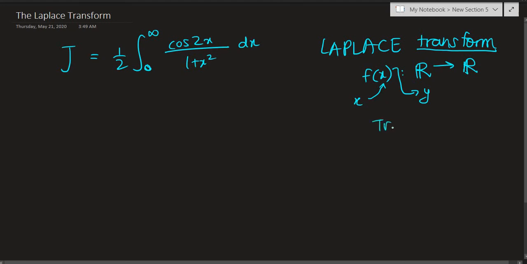Say you have a transform A, it takes in a function and spits out another function. It's sort of a function of functions. It's like a super function. So that's essentially what a transform is. So now let's talk about the Laplace transform. So we have, say, the Laplace transform of a function.